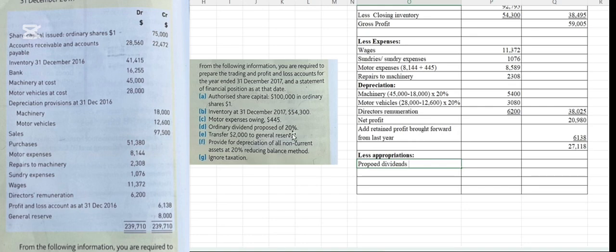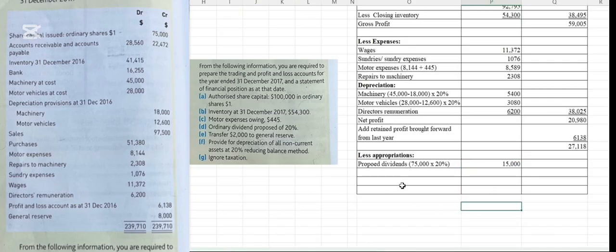So for ordinary dividend proposed, we're going to find 20% of the total share capital that would have been authorized to be issued. So 75,000 times the 20% according to the instruction in the footnote. So you could have proposed dividend, or you could have ordinary shares, dividends paid, if you want to be more specific. So 20% of the 75,000 will give us 15,000.